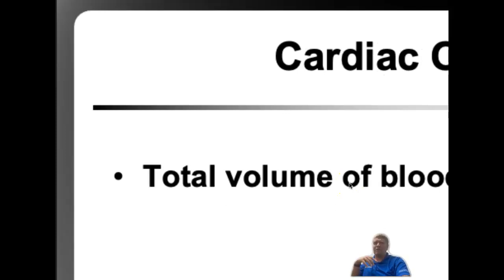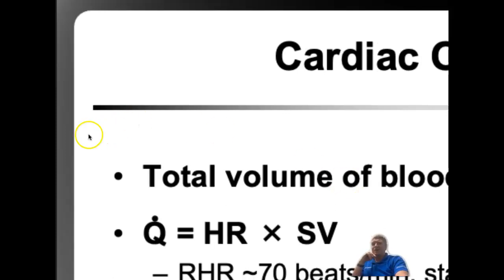The total blood volume pumped per minute is the cardiac output, which would be the heart rate times the stroke volume. So if your resting heart rate is 70 beats a minute, your stroke volume times 70 would give you exactly how much it is. So 70 beats a minute times, let's just say 70 milliliters, would be 4,900 milliliters, or 4.9 liters per minute.